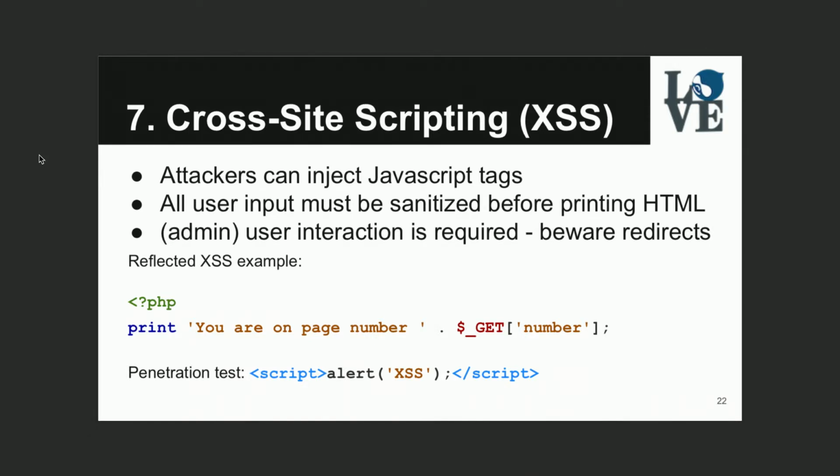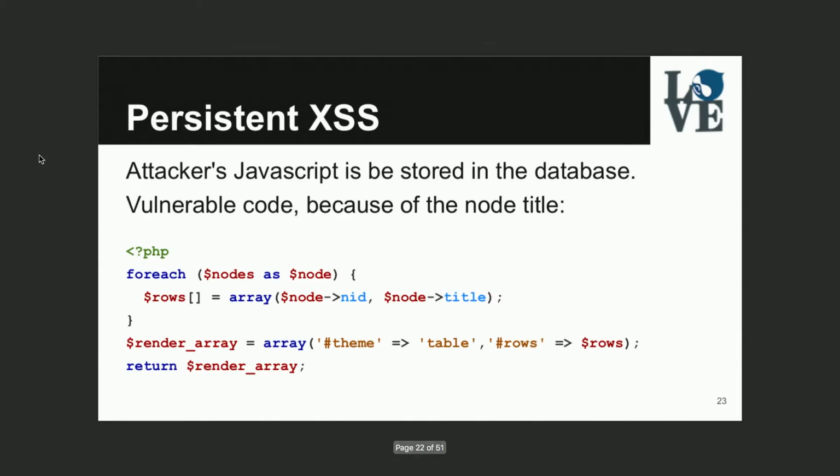Okay, so that's reflected. That's not so common. As I said, browsers are now starting to implement some default protections against that. Much more common is persistent cross-site scripting. We see this all the time. It's less common in Drupal 8, but it was super common in Drupal 7 before. The attacker's JavaScript, the attack they prepared, is basically stored somehow in the database. That's where the name persistent comes from. And here's an example of vulnerable code.